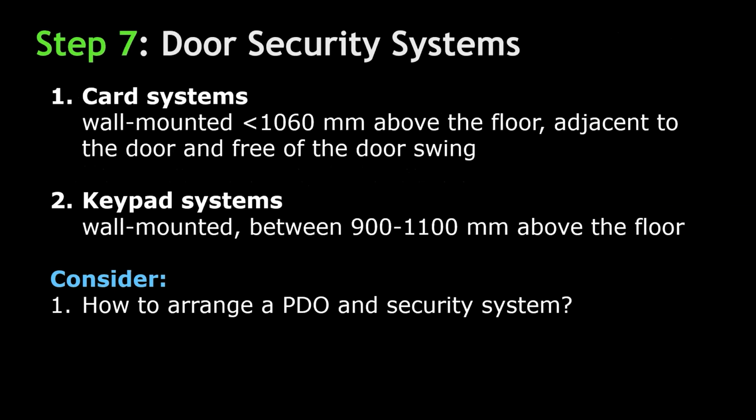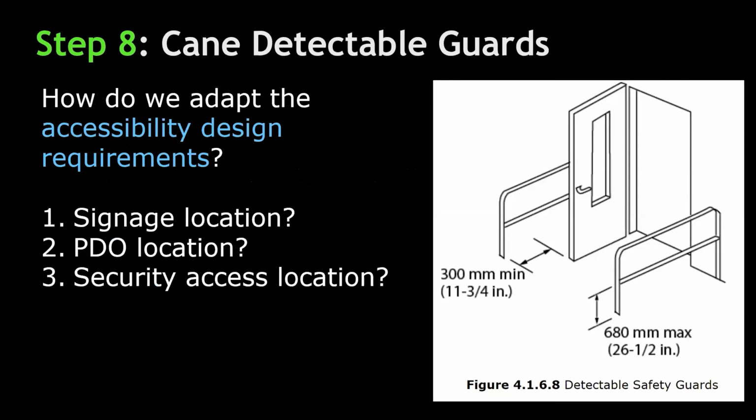Could the security system actually activate the power door operator? These are things that, if you think them through, aren't hard to do. But then of course, cane detectable guards are important. If you have a door that swings out into a large open patio where people might be shorelining along the wall or simply walking along the wall, you don't want the door to suddenly open and smack them in the face. So cane detectable guards are an important part of accessibility requirements.